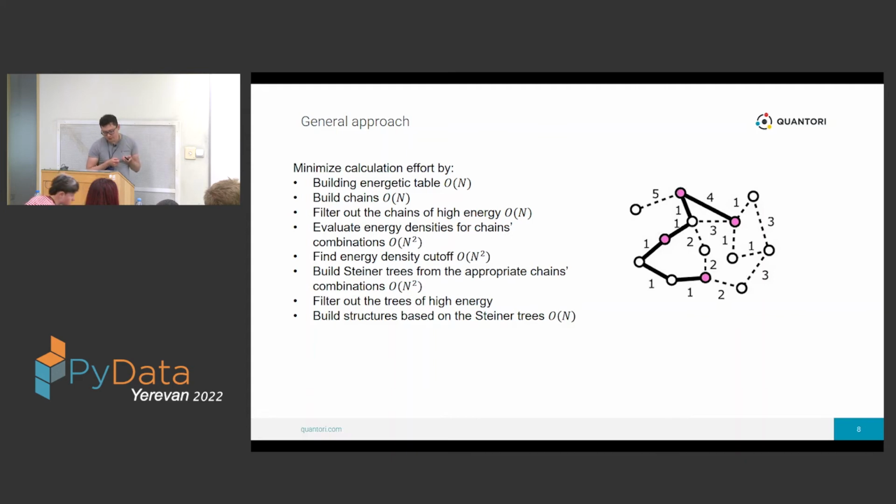So we start from the high energetic chains. So we needed to come up with metrics associated with the energy of the chains. Then we needed to evaluate energy densities of combinations of the chains, and cut off the chain combinations which have high energy density. And when that is done, we need to filter out the trees with high energy, because those trees are associated with secondary structures, so dimers with high energy and low melting temperatures.